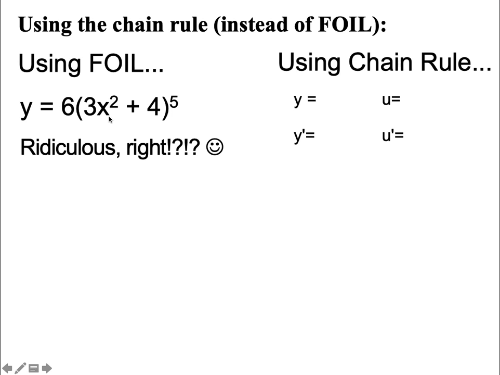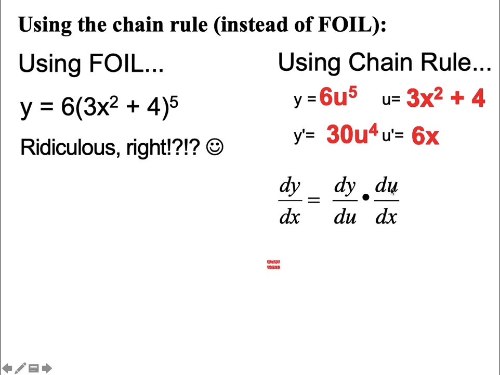So we have an inside function of 3x squared plus 4. So that's what we're going to call our u. And so our outside function then looks like 6u to the 5th. And now we're going to take the derivative of each. I'm using prime notation here just to make this a little more compact. So taking the derivative then of 6u to the 5th gives us 30u to the 4th. Taking the derivative of 3x squared plus 4 gets us 6x.